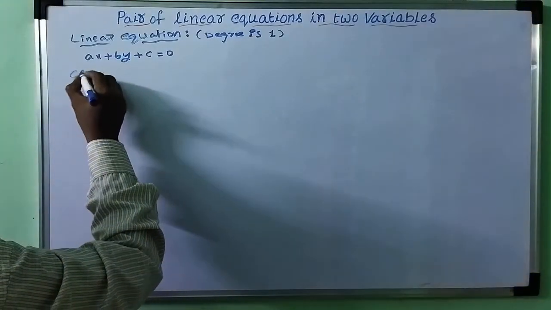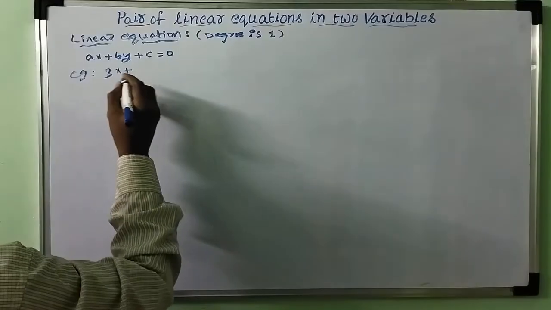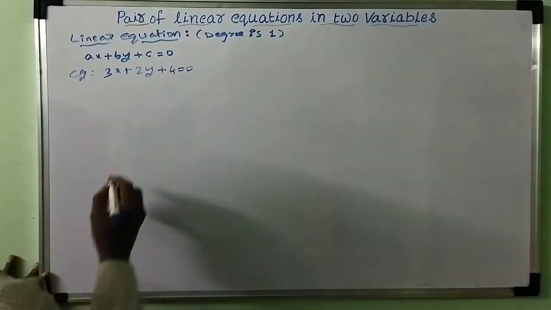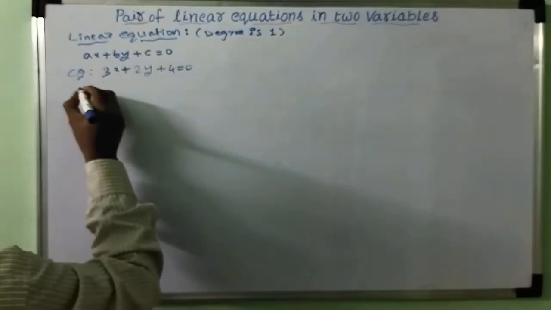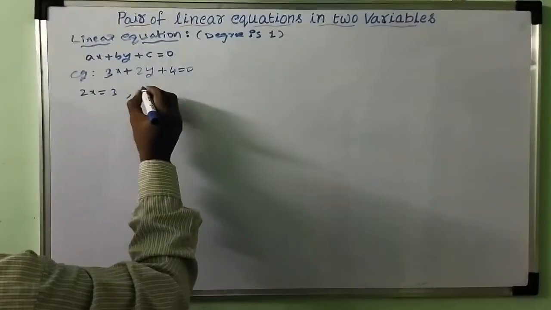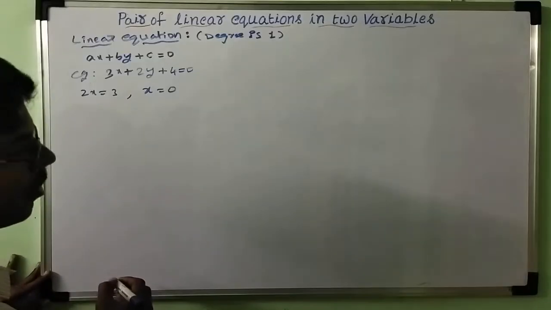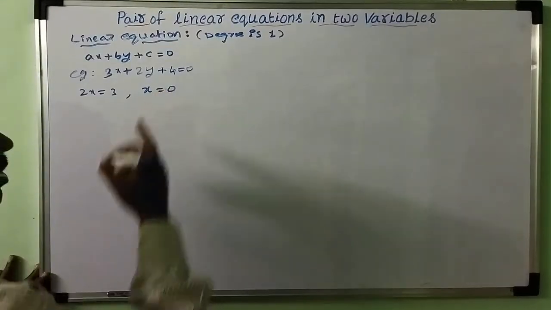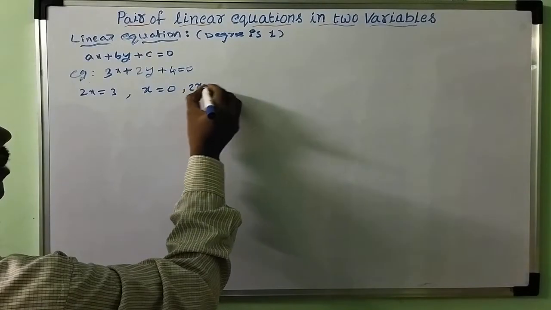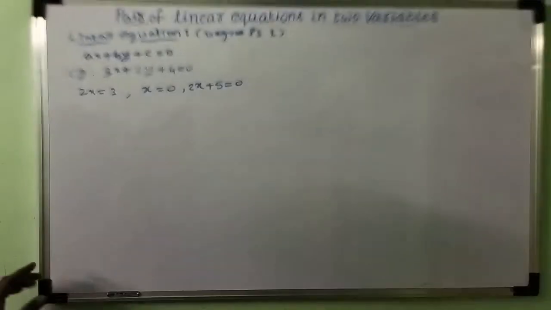Now here, for example, 2x plus 3y plus 4 equal to 0 is a linear equation in two variables. 2x equal to 3 is a linear equation in one variable. x equal to 0 is a linear equation in one variable. x equal to 0 is the equation of the y-axis only. 2x plus 5 equal to 0 is also a linear equation in one variable.